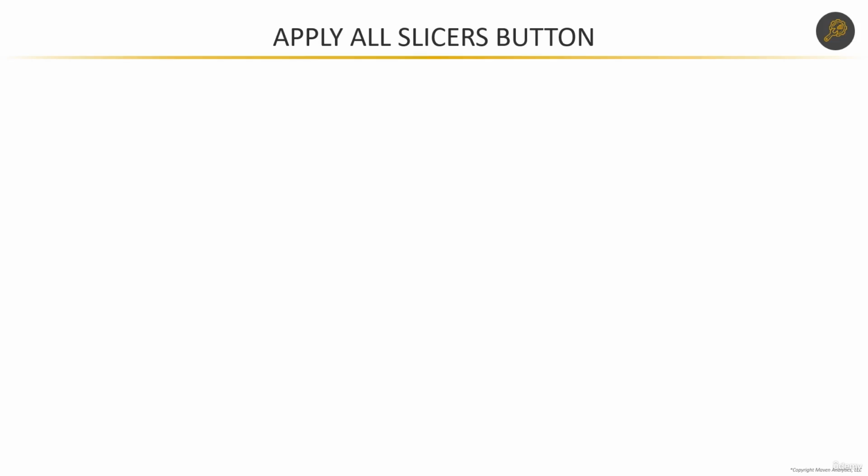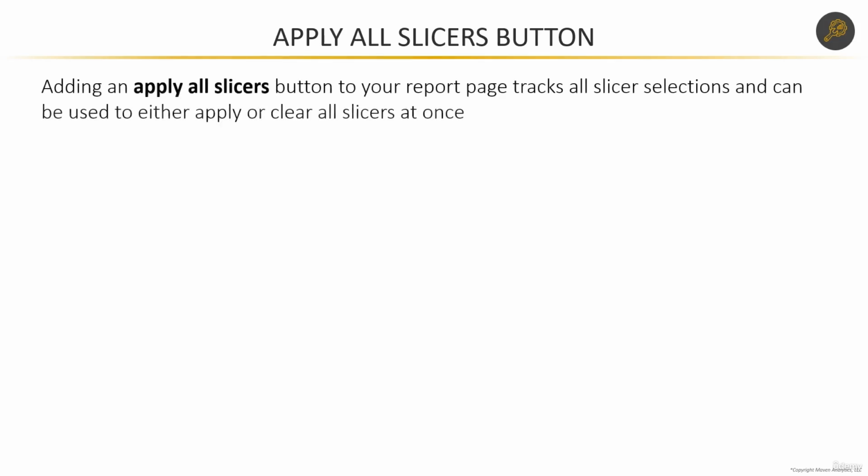All right, so we've kind of mentioned this topic already, but if a report page has a number of slicers, you could add an apply all slicer button to your report page that basically tracks all of the slicers and can either apply or clear all of those slicers with a single click. The biggest reason for this is the reduction in the total number of visual queries that are being made. You're transforming multiple visual queries that are coming from each of the slicers and combining them into a single query. So again, it's really all about performance optimization.